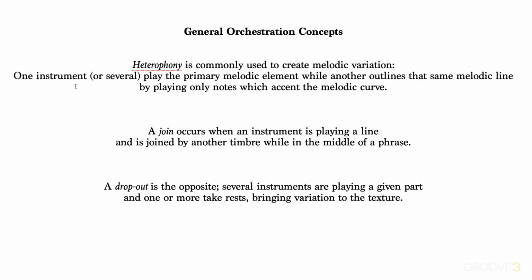And what that means is, we've looked at this, when one or more instruments play the primary melody, while another outlines that same melodic line by playing only notes which accent the melodic curve. And I did that in the last video with the dynamics, when I had the clarinets just playing accented notes of one of the string parts and so on.